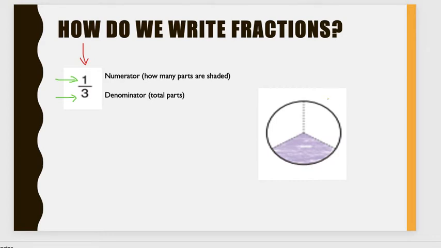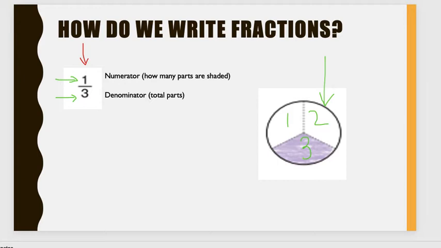So we have this shape over here. We have this circle. Now this circle is broken up into 3 equal parts. And remember, 3 equal parts is called thirds. So I'm just going to label my 3 parts by my 1, 2, and 3. Now, to read this, there's only one part that's shaded in purple.